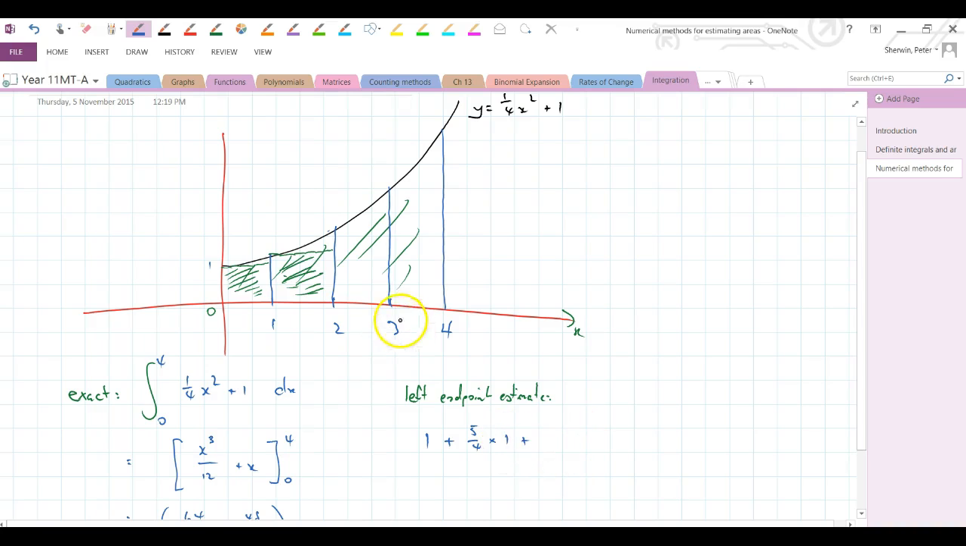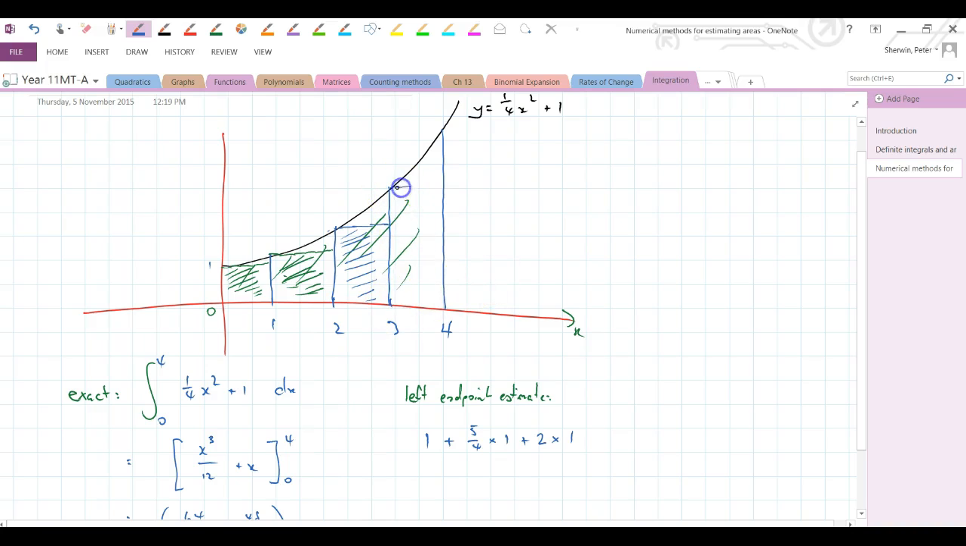Okay, my third one goes up here and across, doesn't it? Right, now I've missed out badly here. This is not a great estimate at all. But it's that one there. It's my function value at 2. I'd square 2, I get 4. A quarter of 4 is 1. So that height there is 2. And yeah, it's 2 by 1 again.